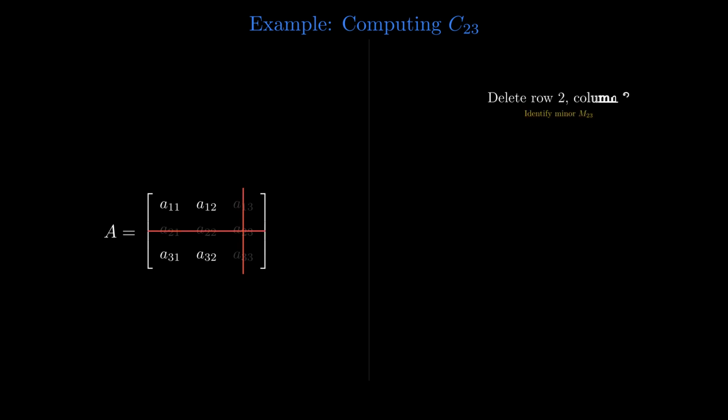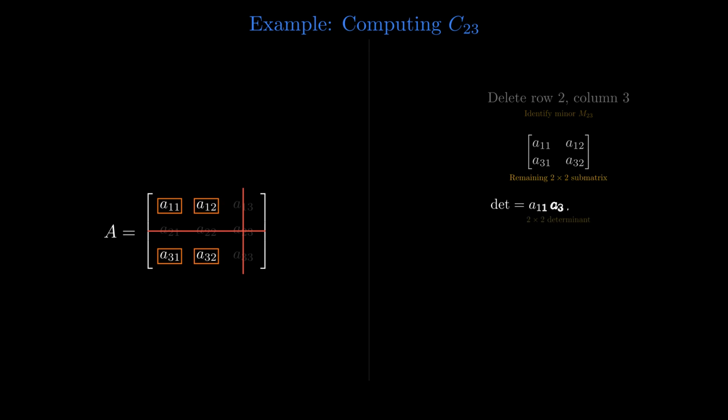Let's see this in action with a 3 by 3 example. Consider a 3 by 3 matrix A with symbolic entries Aij. We'll compute the cofactor C23. First, delete row 2 and column 3 from A. This leaves a 2 by 2 submatrix consisting of A11, A12, A31, and A32. Next, take the determinant of this 2 by 2 submatrix, which gives A11 times A32 minus A12 times A31.